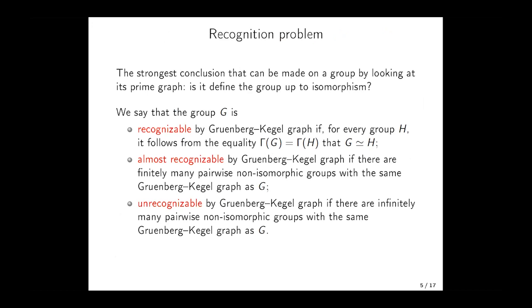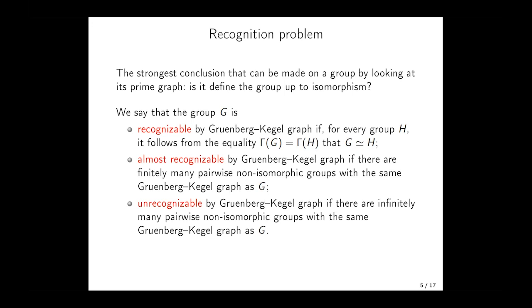But what is the strongest conclusion that can be made on a group by looking at its prime graph? It is the isomorphism type. Is the group defined up to isomorphism? The next definitions are pretty standard for recognition problems for any set of arithmetical parameters. For example, you can change the Gruenberg Kegel graph by any set of arithmetical parameters, and the definitions will remain.